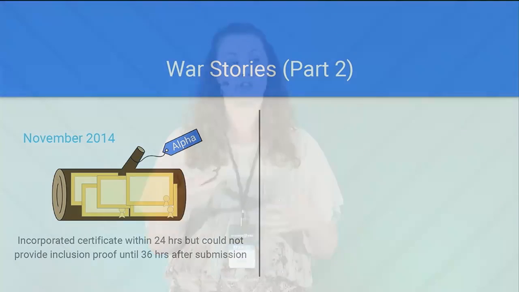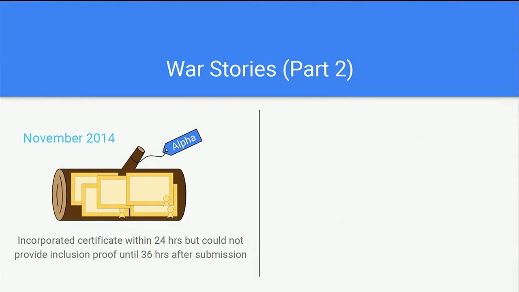So one log actually easily incorporated the specific certificate in question into their tree within 24 hours. But the problem was they had an issue with their certificate inclusion proof API endpoint that meant that externally, people couldn't actually retrieve the certificate until 36 hours after the submission date.